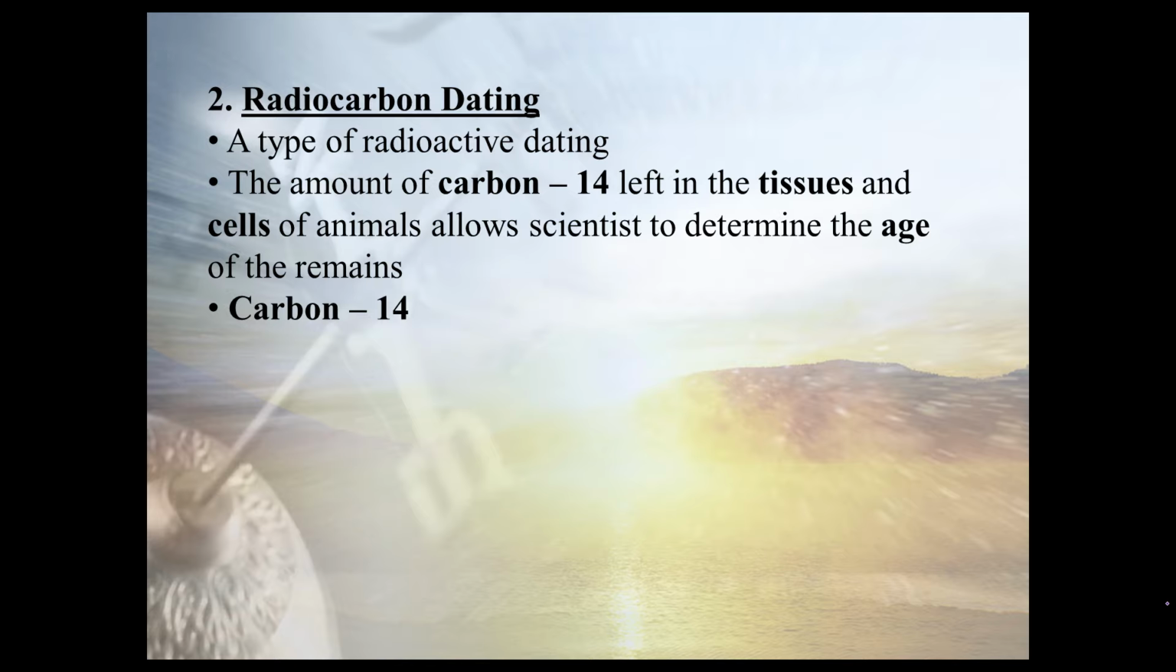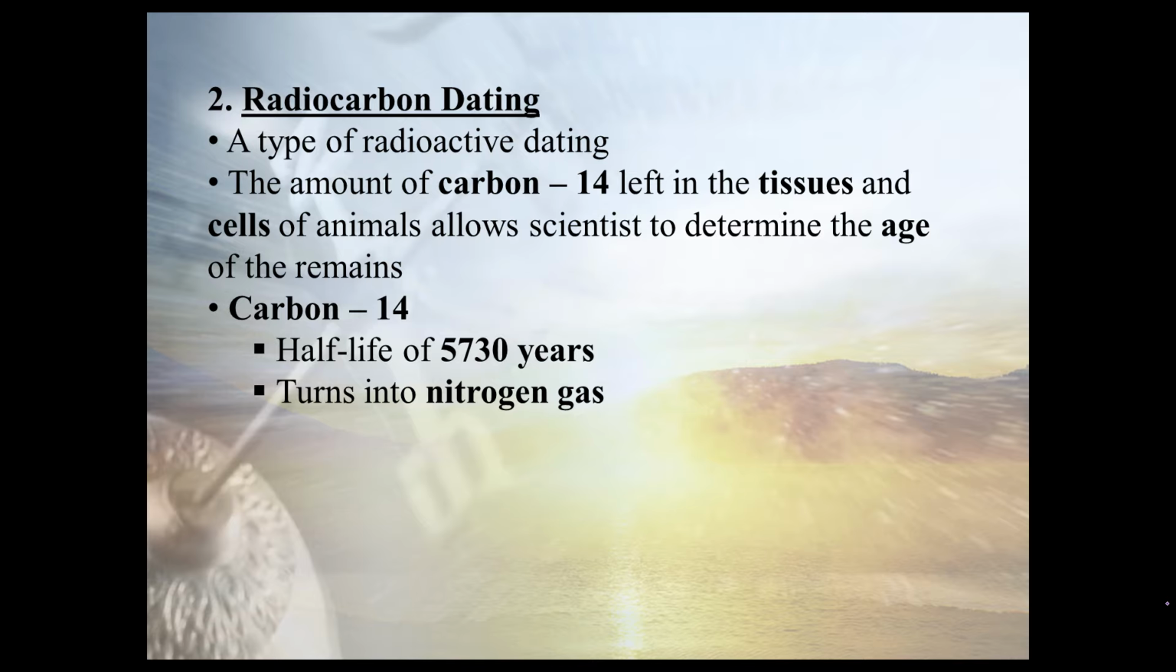In the tissues and cells of animals, there is an element called carbon-14. It's an isotope of carbon. It has a half-life of 5,730 years. It is also unstable, and over time, it will decay automatically into nitrogen gas.